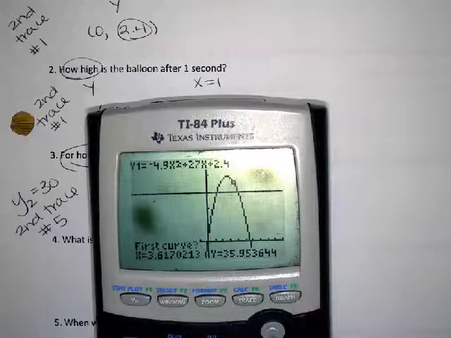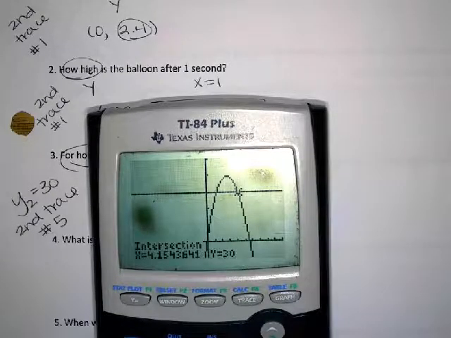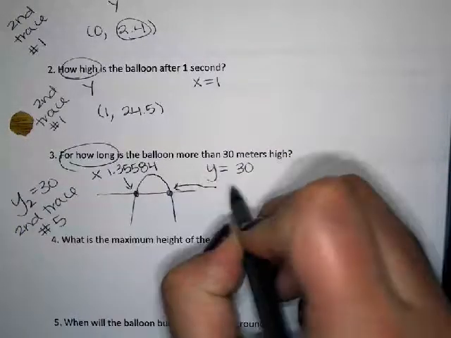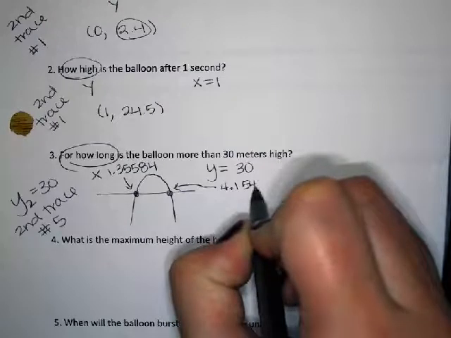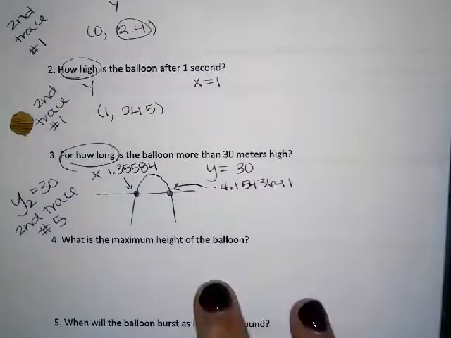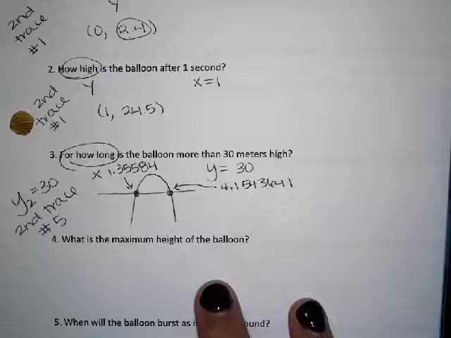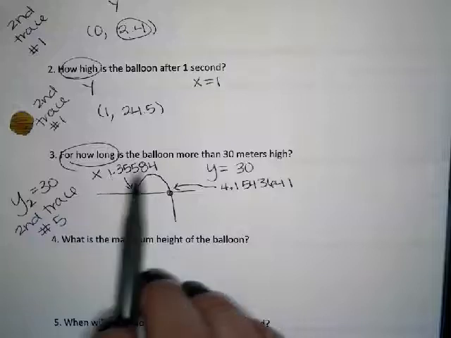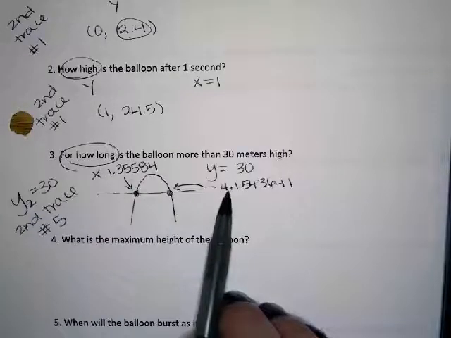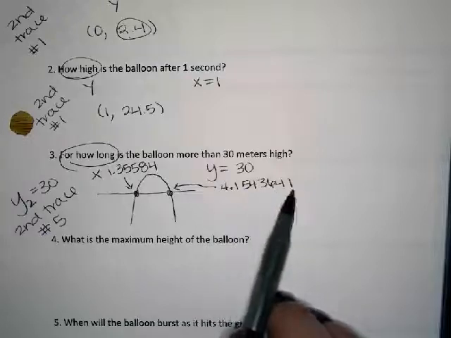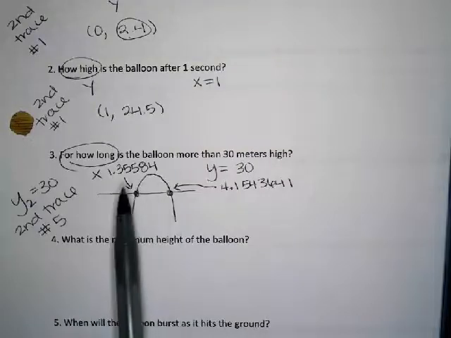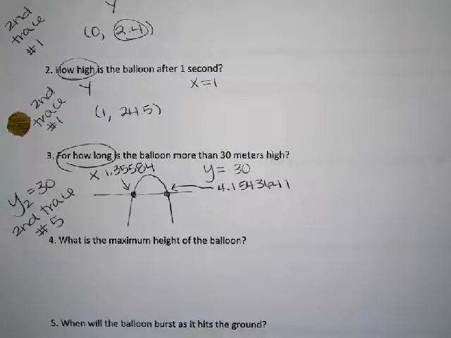So 4, I'm going to write down all those decimals because I'm not going to round yet. 4.1543641. Okay, there's all my decimals. So it says it started being at 30 feet high at 1.35584 seconds. It stopped being 30 feet high at 4.1543641 seconds. So if we want to know how long it was over that, then we got to subtract them. Okay, so the reason we wrote down all those decimals is because we want to be able to subtract these numbers and still have our answer accurate to 3 decimal places. That's why we didn't round yet.